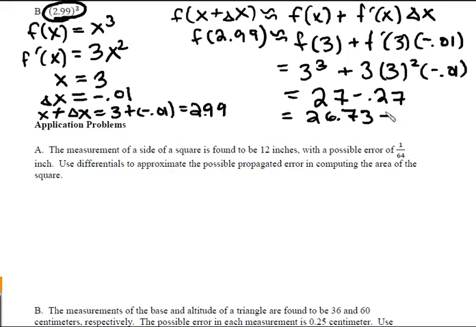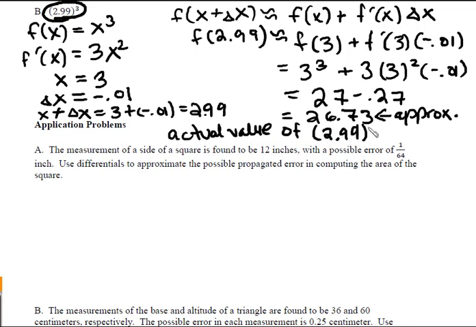Alright, so this is just the approximation, but the actual value of 2.99 to the third is actually 26.7309. So I hope you agree that this is actually a very good approximation of 26.73.